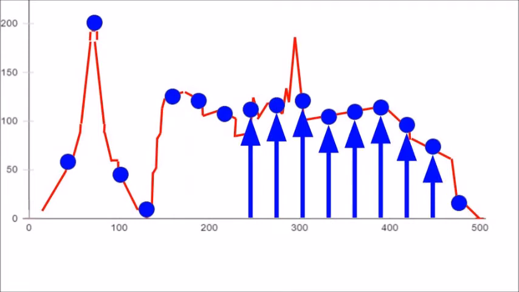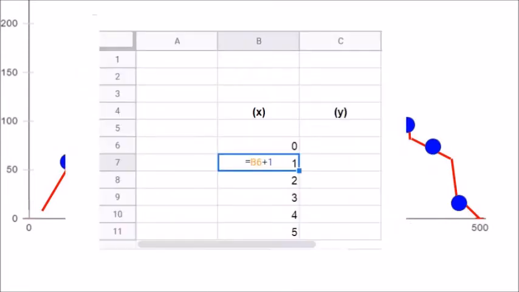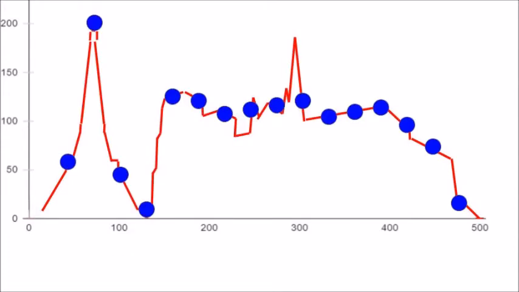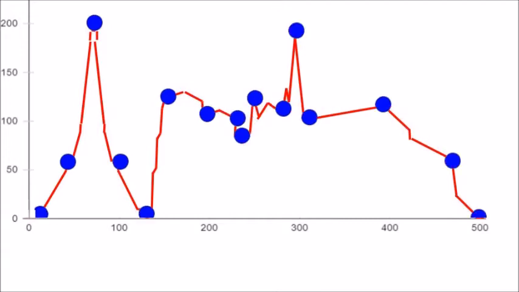Then put these values into a spreadsheet, and here's a tip. Instead of writing out each number, type in the equation B7 equals B6 plus 1. Then fill down. Still, that's a lot of y values. Maybe we should be smarter about the points we choose.